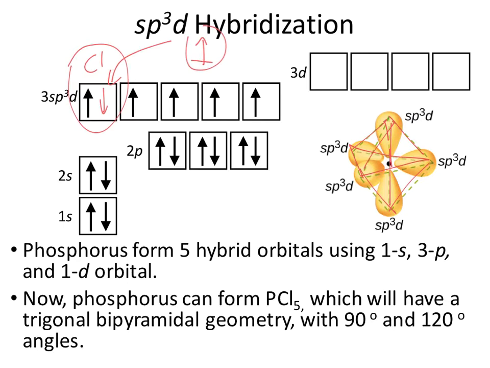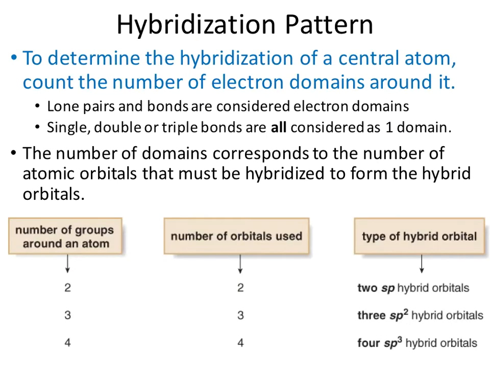So when we look at this, the angles in the equator are going to be 120 degrees, and the angles between the equator and the axis are going to be 90 degrees. So you'll have both angles in this geometry. When we look at hybridization, there must be an easier way, and sure there is. We can just count the number of electron domains around the central atom. When it comes to counting this, lone pairs and bonds are all considered electron domains, and it doesn't matter if you have a single, double, or triple bond, they're all considered as one domain.